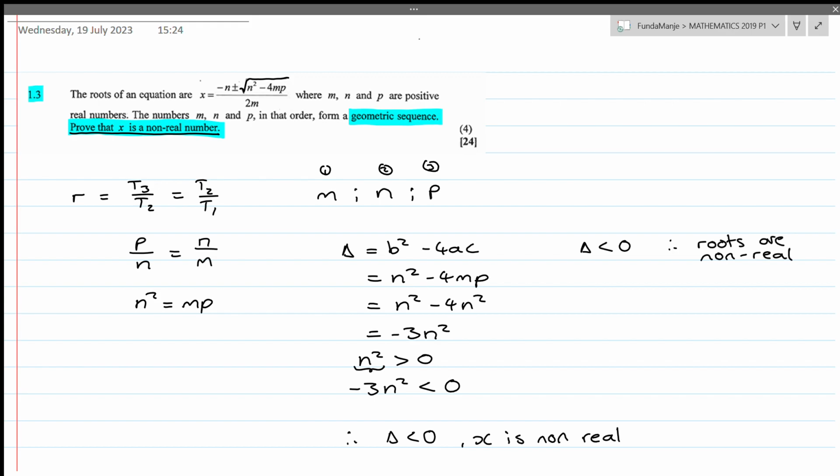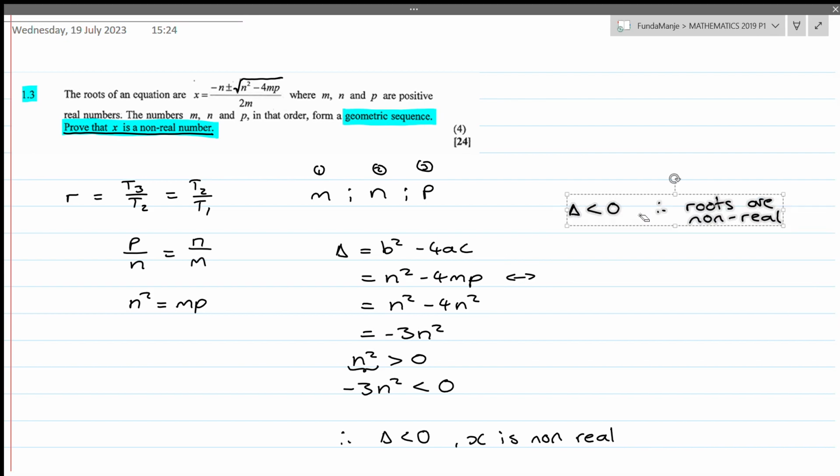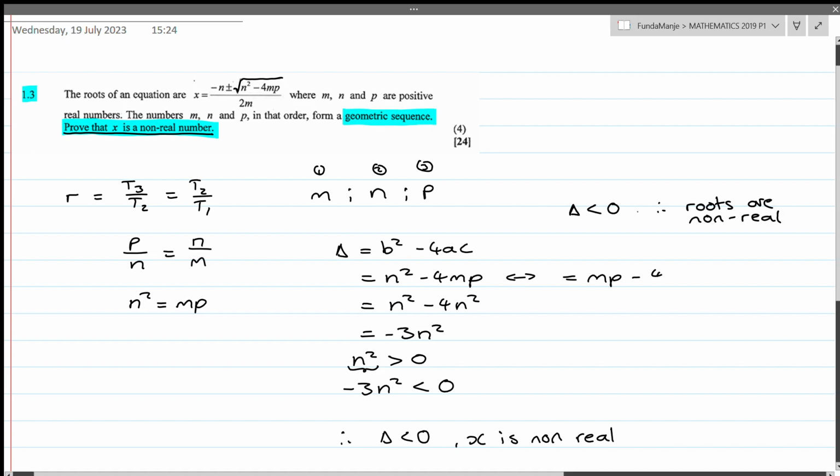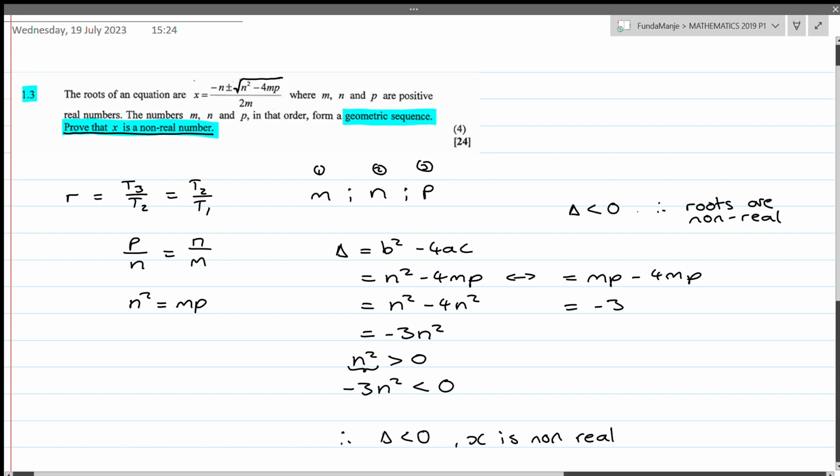And there is nothing specific about the substitution we made over here. There are two ways in which we could solve this. So instead of making a substitution for mp, we can make a substitution for n squared. If we were to do that, then instead of having our n squared, we would have mp, minus 4mp. Again, we get minus 3mp.